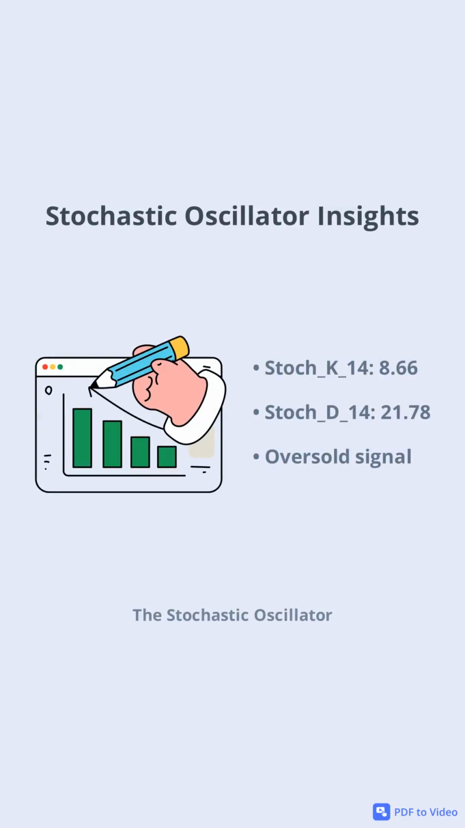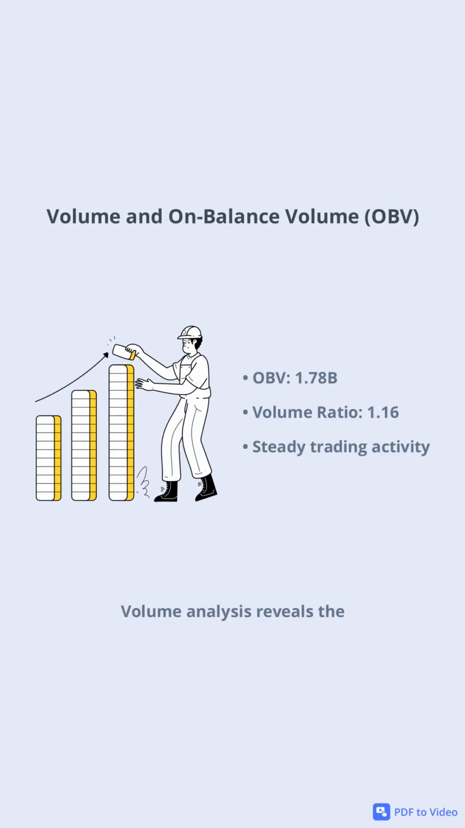The stochastic oscillator is another momentum tool. Apple's 14-day stock K is at 8.66, and stock D is at 21.78, both in oversold territory. The 5-day and 21-day values are higher but still below typical bullish thresholds. This suggests that Apple could be nearing a short-term bottom, but confirmation from other indicators is needed before acting on this signal. Volume analysis reveals the strength behind price moves.